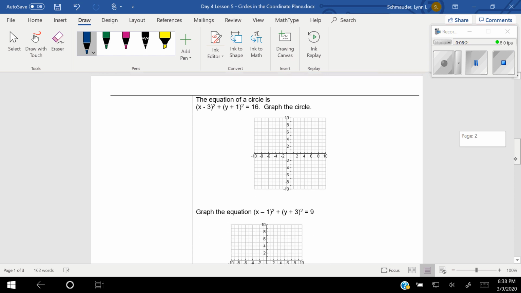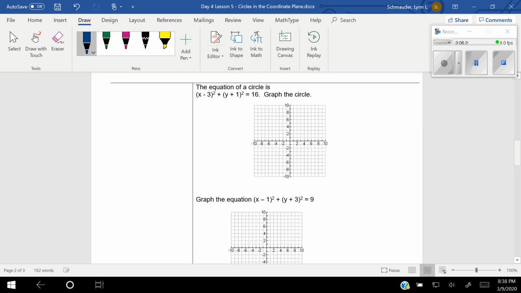I like that. Okay, here are a couple for us to graph the equation of the circle. Okay, so let's figure out what the center is. H is 3, k is negative 1, right? Because y minus negative 1 would give me y plus 1, and r is 4. All right, so let's put our center in, 3, negative 1, right there. Our radius is 4, so go 4 in all directions, 1, 2, 3, 4, 1, 2, 3, 4, 1, 2, 3, 4, 1, 2, 3, 4.